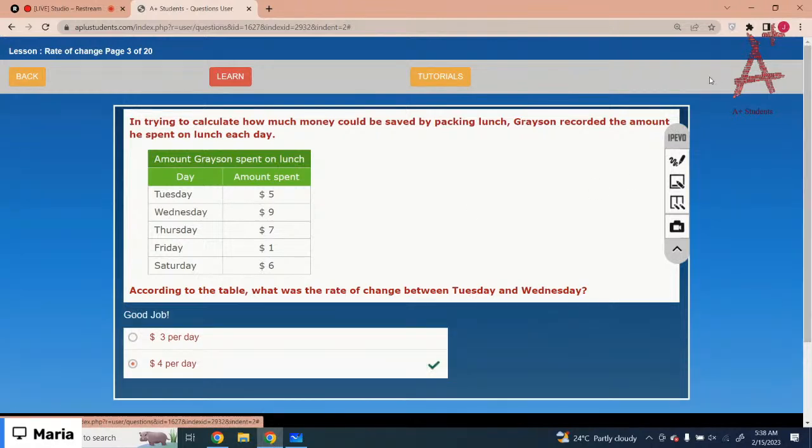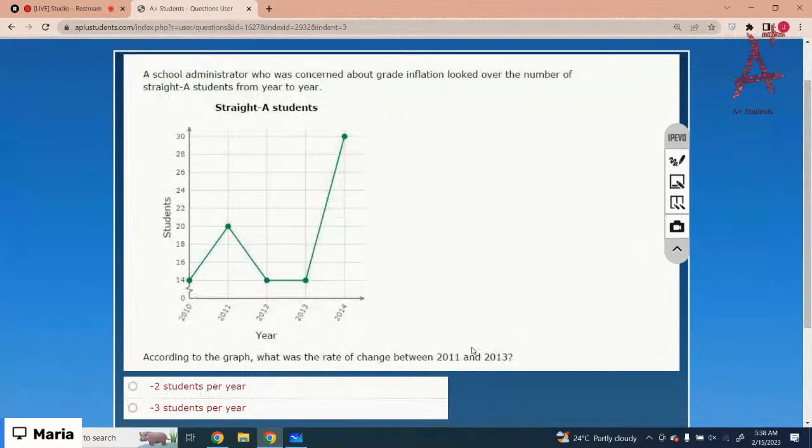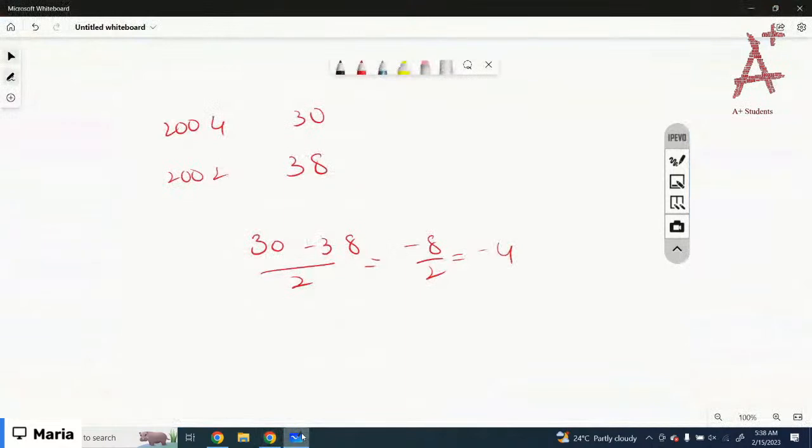Okay, let's just do another one. The next one is, a school administrator who was concerned about grade inflation looked over the number of straight A students from year to year. According to the graph, what was the rate of change between 2011 and 2013? In 2011 it is 20, and in 2013 it is 14. Got it? So you have to do 14 minus 20.